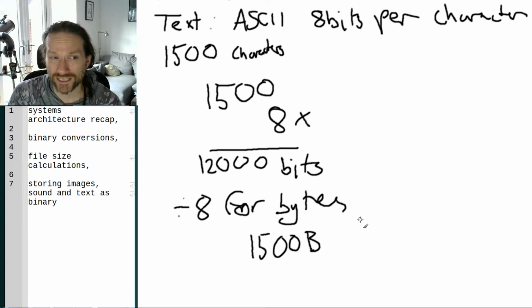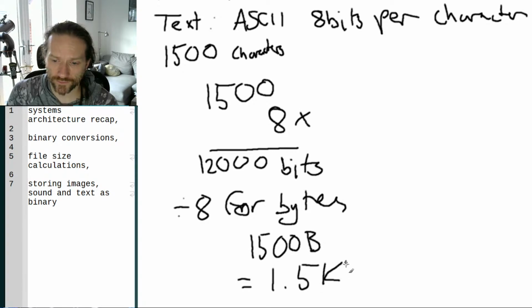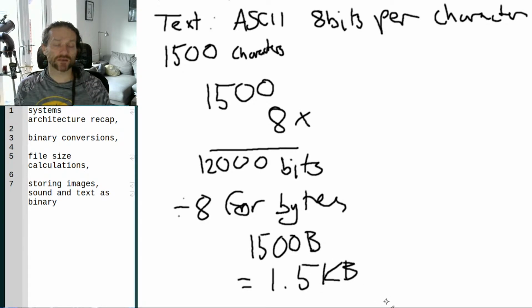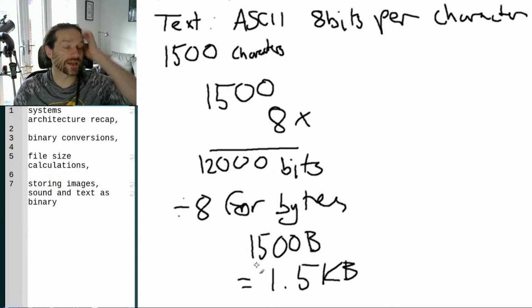We probably wouldn't display it as bytes though. We would display it as 1.5 kilobytes. Right? Calculating the size of text files is trivial. Multiply the number of characters by the number of bits per character. If necessary, divide by 8 to work out how many bytes there are, and then obviously display it. Divide by 1,000 if you need to, or 1,000,000 if you need to display in megabytes.